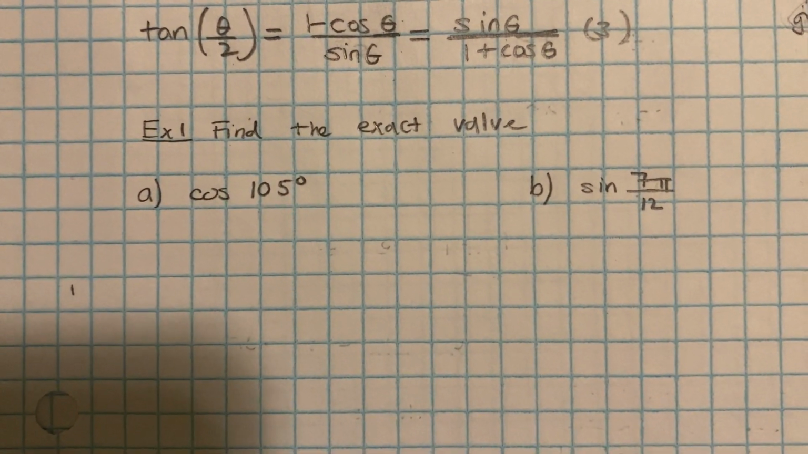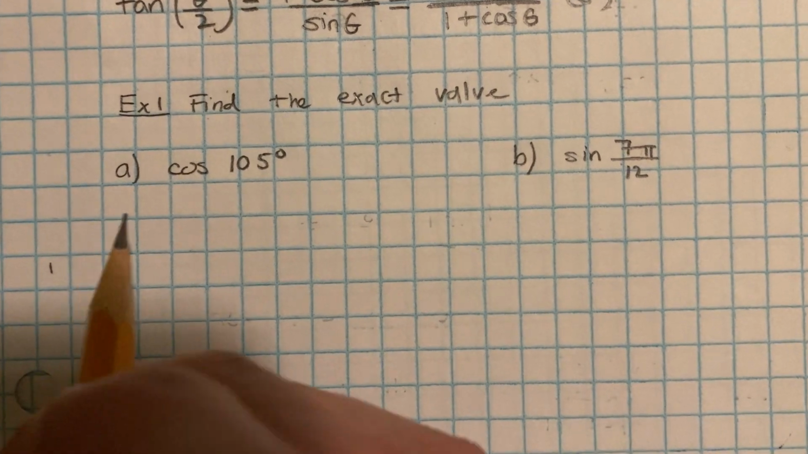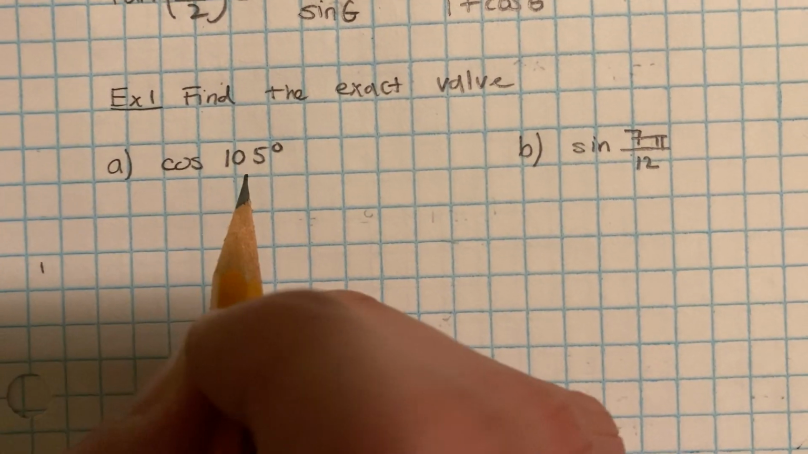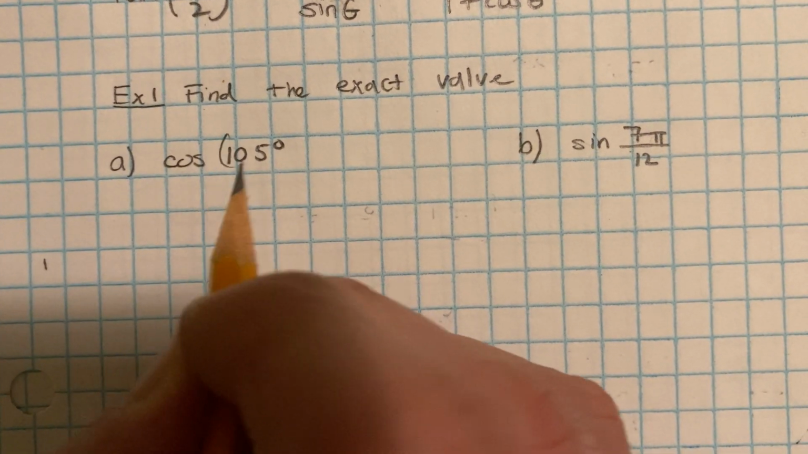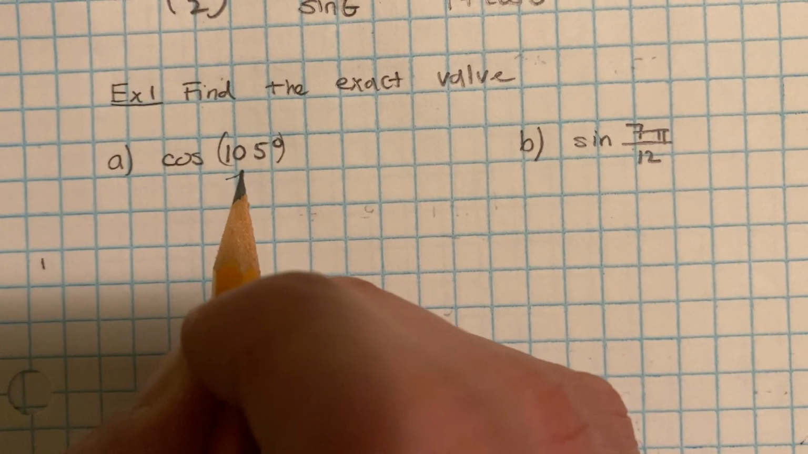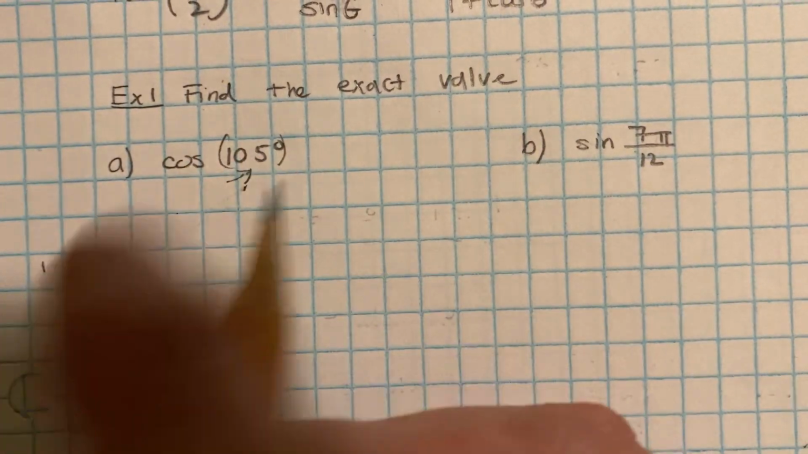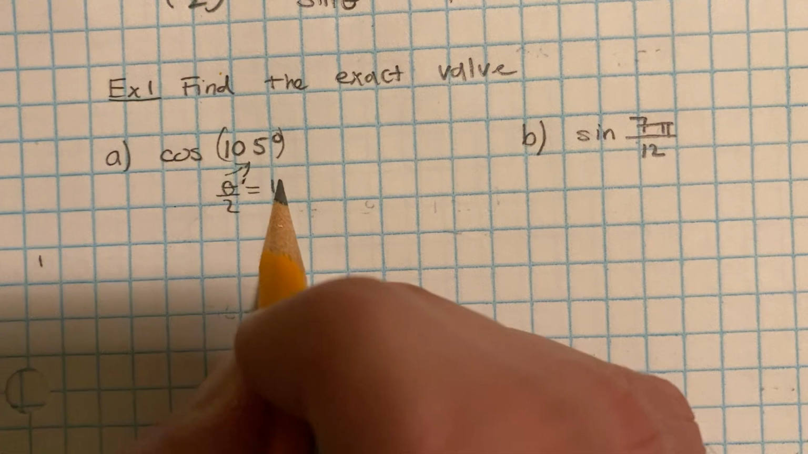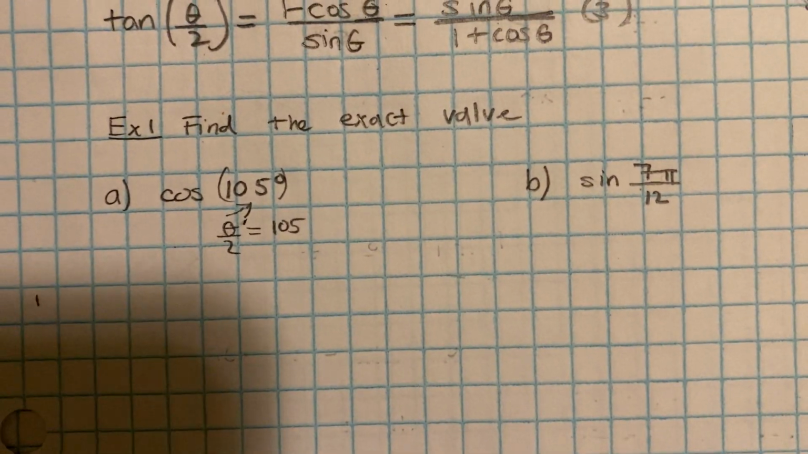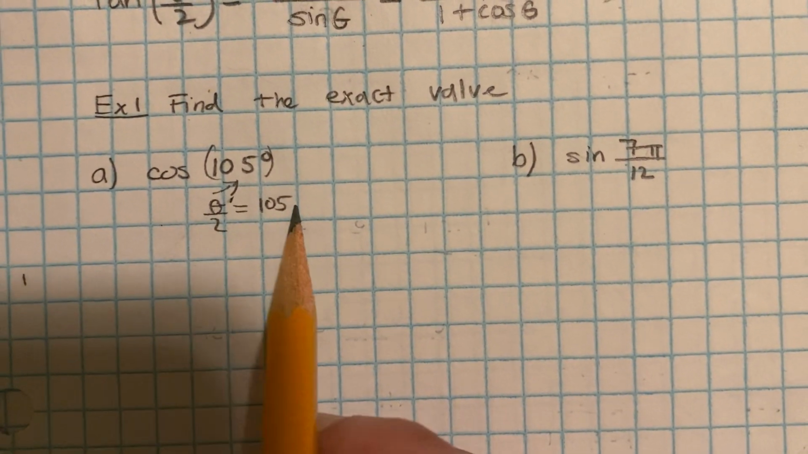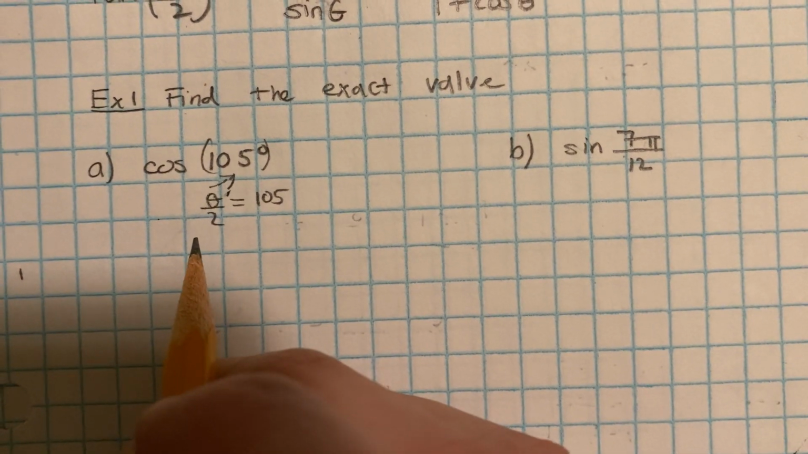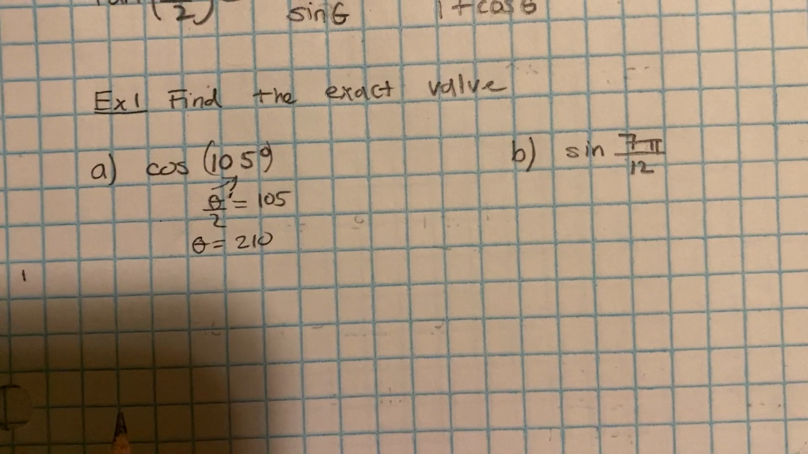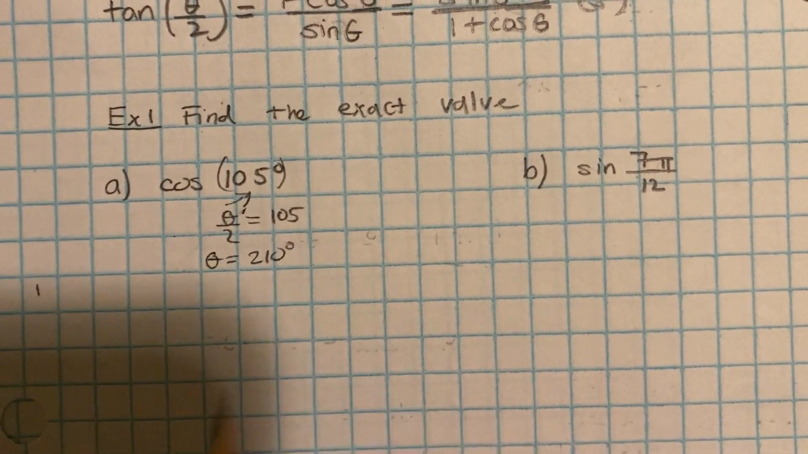Find the exact value of cosine 105. And so what I'm going to do right now is I'm going to call this angle right here theta over 2. Okay, so theta over 2 is equal to 105. All right, so if theta over 2 is equal to 105, that means theta is just equal to 210, right? If you multiply both sides by 2, theta itself is 210 degrees.